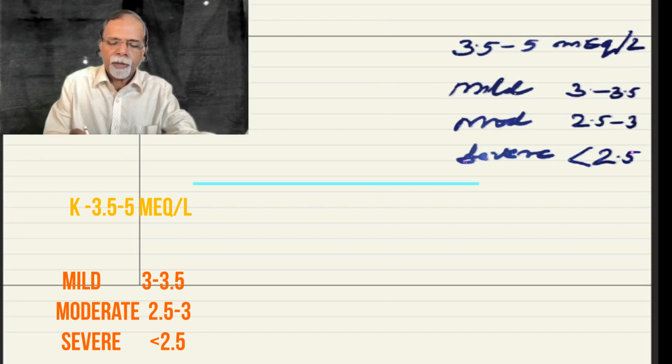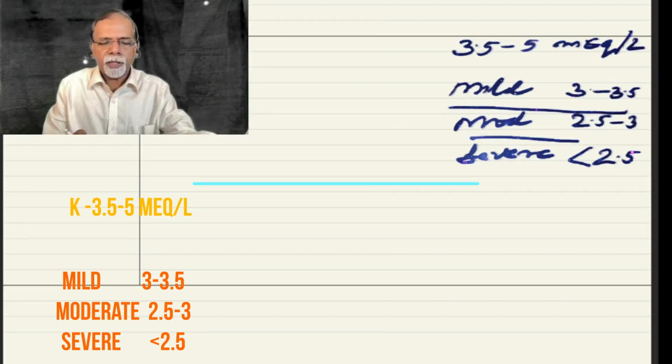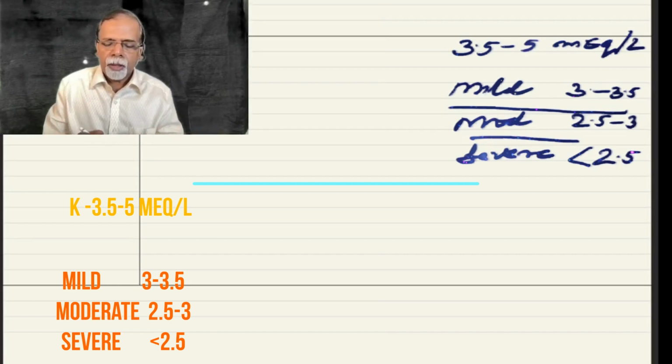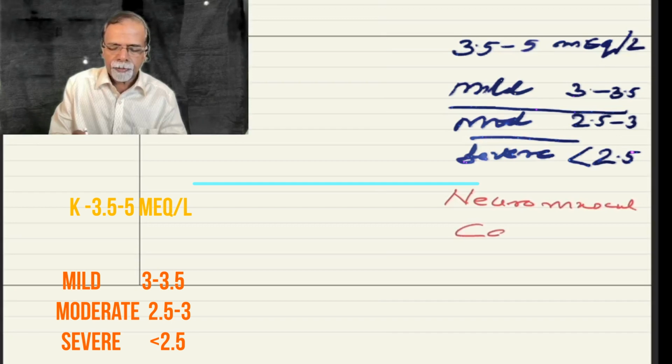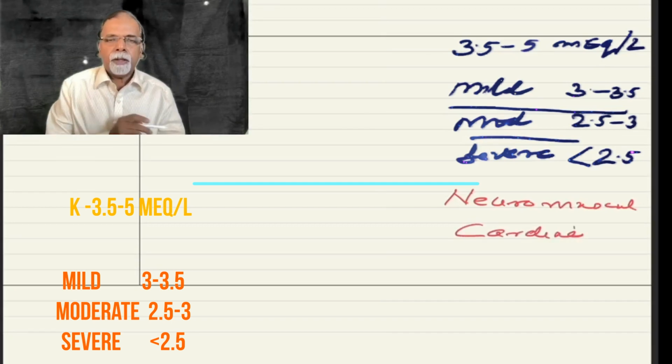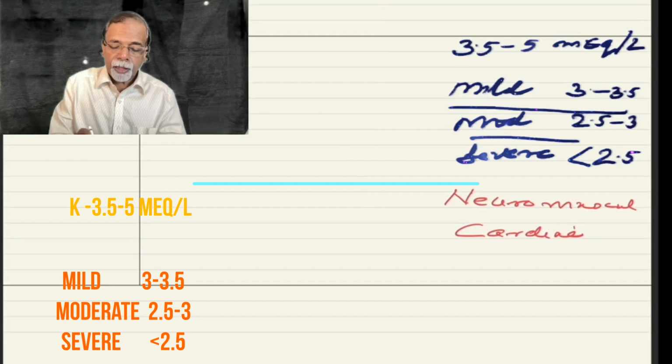So usually mild hypokalemia is asymptomatic. Moderate hypokalemia can have symptoms, especially when the patient is on digoxin, or there are some drugs which can produce QT prolongation. In such cases, the patient can develop symptoms. The symptoms are either neuromuscular or cardiac. So the manifestations are predominantly cardiac or in the muscles.